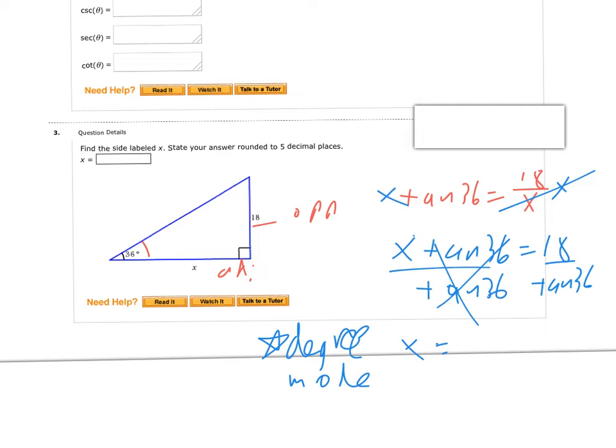And so I'm going to go 18 over tan 36. And that'll give me 24 point, let's see, it wants 5 decimal places. So I'm going to go 7, 7, 4, 8, 7.